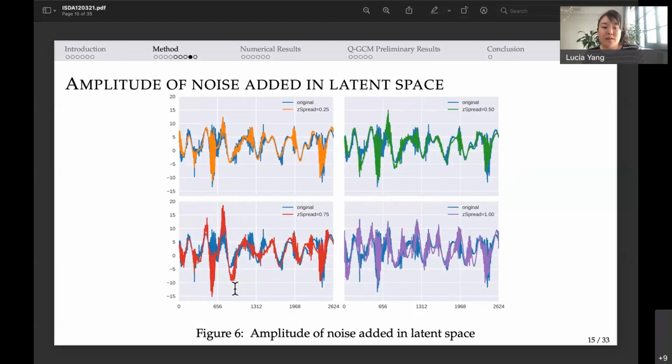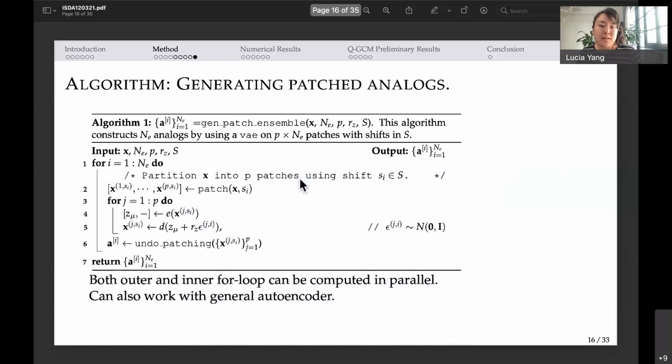This is just showing that the amplitude of the noise that's added in the latent space leads to different analogs. If you add a large noise, then your analog looks more different than if you're adding small noise. So that pretty much sums up the algorithm.